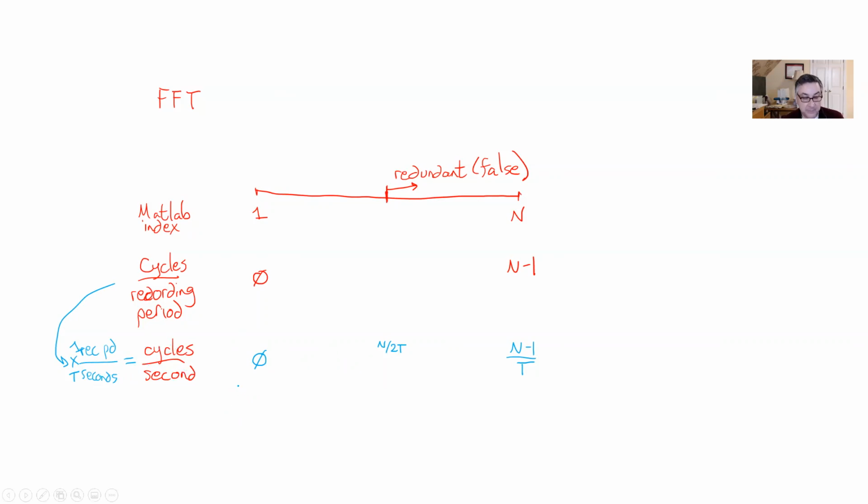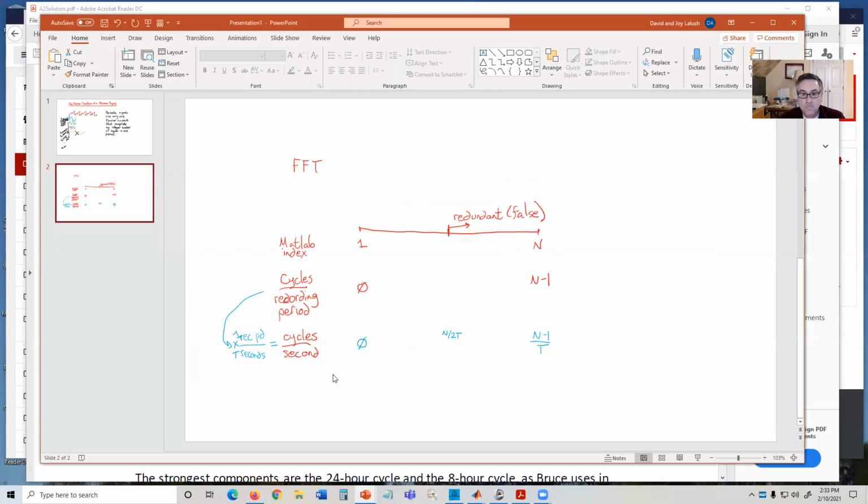So do keep that in mind, because I expect you to interpret those frequency scales in terms of meaningful real world units in many cases. Back to the solution.